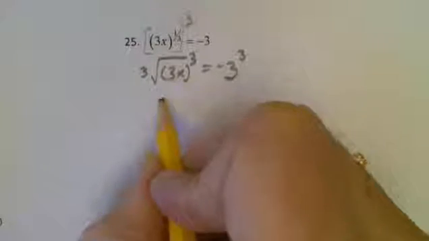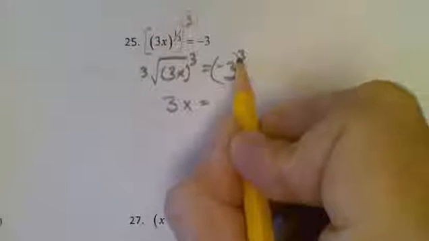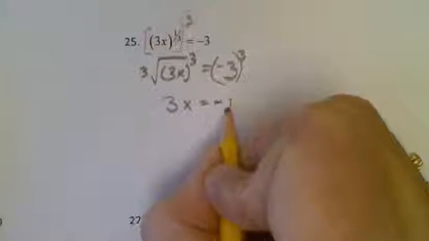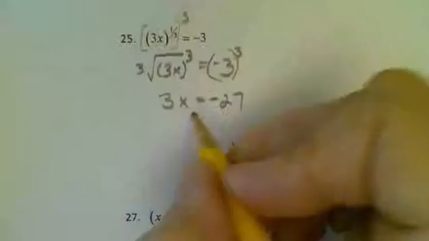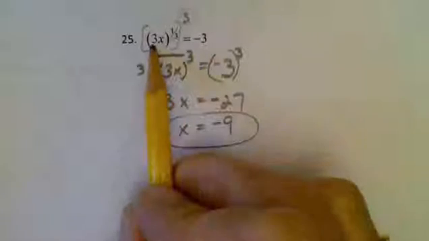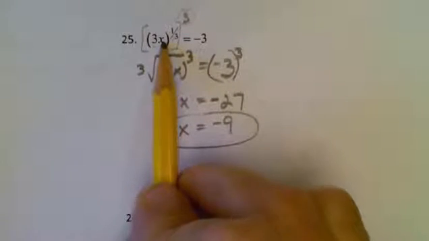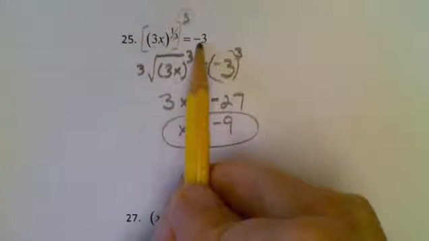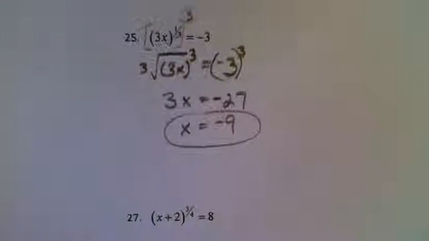So now I get 3x equals negative 3 times negative 3 times negative 3 is negative 27. So that is a negative number when you cube it. Divide by 3, I get negative 9. So again, if you put up here, you take 3 times negative 9 is negative 27. The cubed root of negative 27 is negative 3. So it does work when you plug it back in.